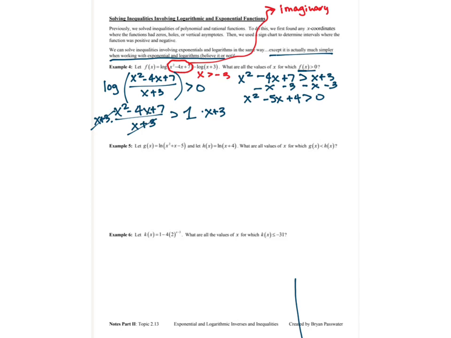Factors of 4 that make negative 5. 5 and 1. No, 4 and 1. Negative 4, negative 1. X minus 4, x minus 1. That needs to be greater than 0. This is going to happen when x equals 4 and when x equals 1. Those are our points of interest. Y'all with me?